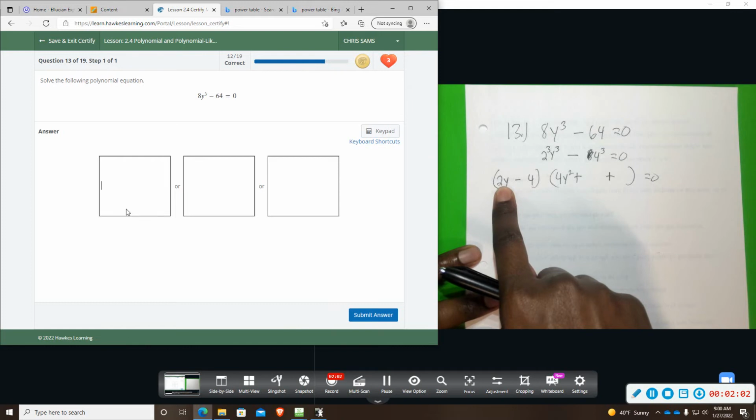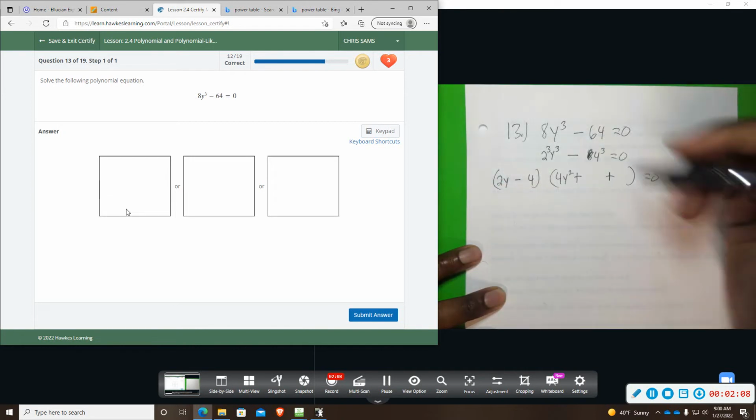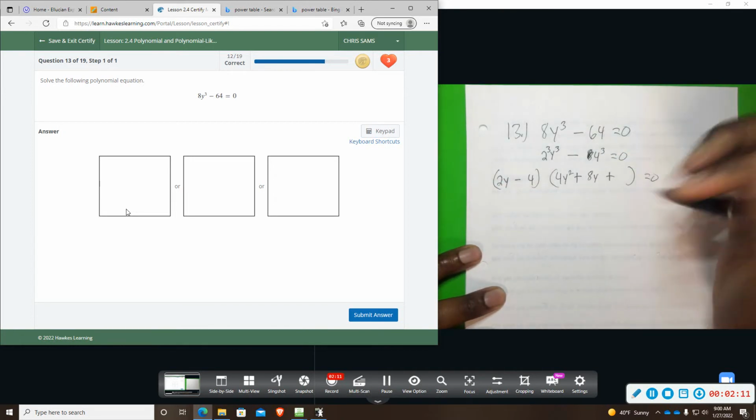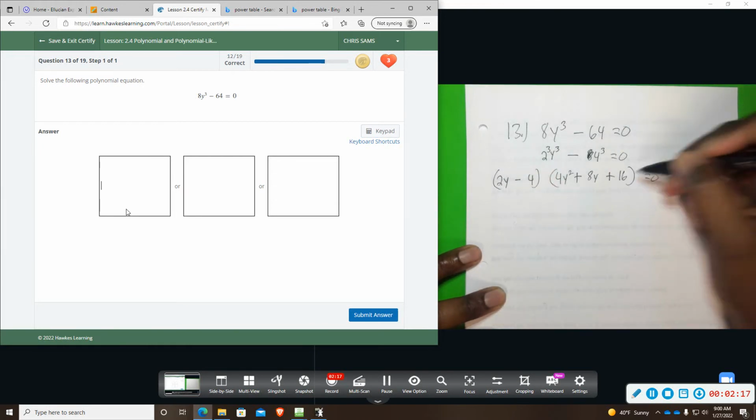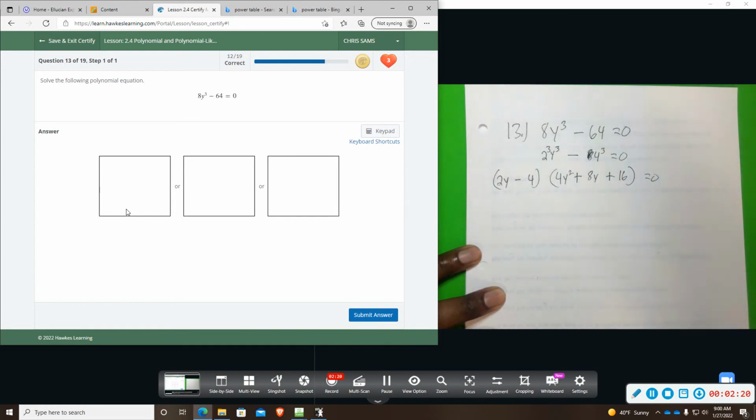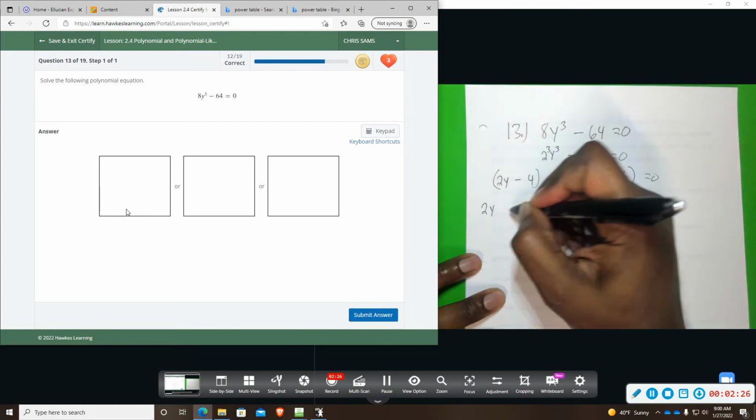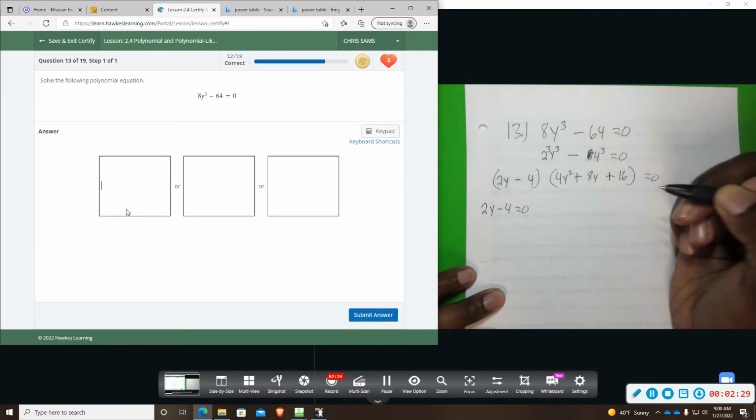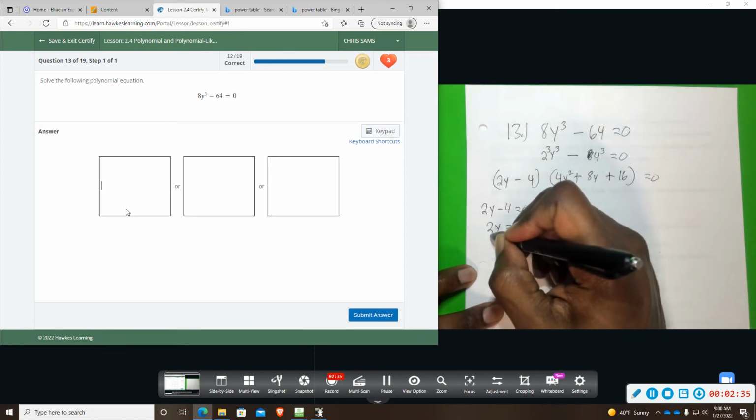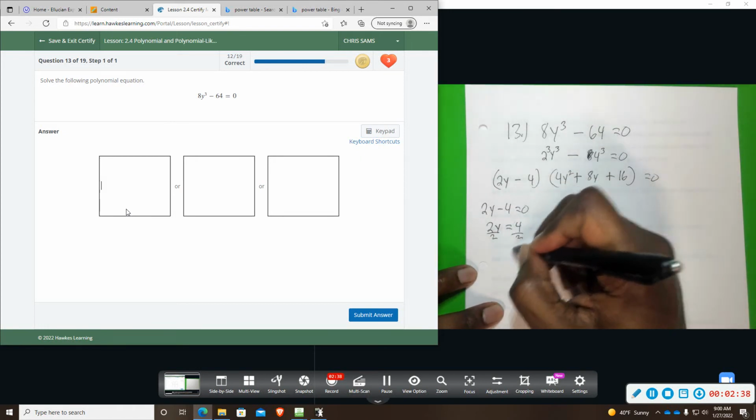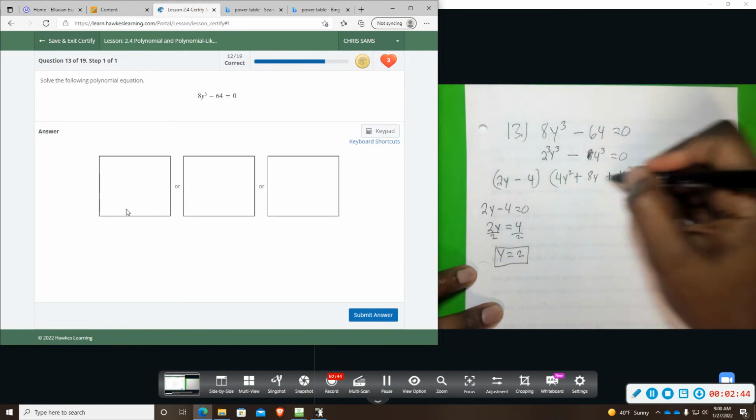You always square the first term, multiply these two together. 4 times 2 is 8, so I get 8y in the middle. And then the last one, you square the last term. 4 times 4 is 16. So here's that factored form. We're going to set this equal to 0. We have to do quadratic formula here. So 2y minus 4 equals 0. Add 4. 2y equals positive 4. Divide by 2. And y equals 2.